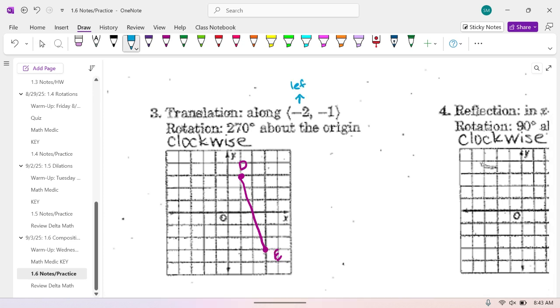Right. Since it's -2, we go left 2 and then down 1. All right. That's what we're doing for that translation. So I'm going to go ahead and do that. I'm going to go left 1, 2, and then down 1. So this will be D prime. E, I'm going to go left 1, 2, down 1, E prime.